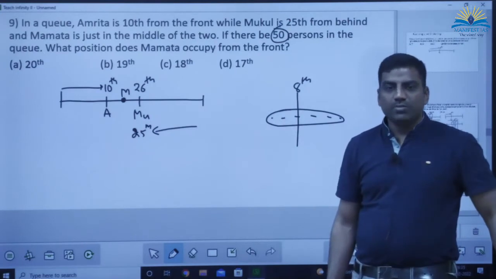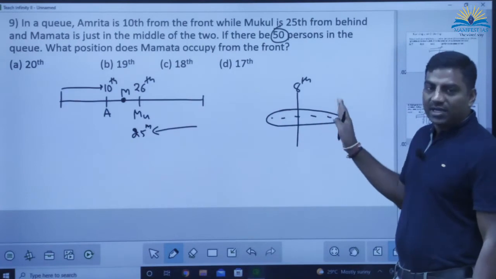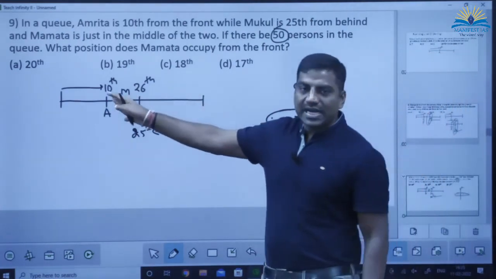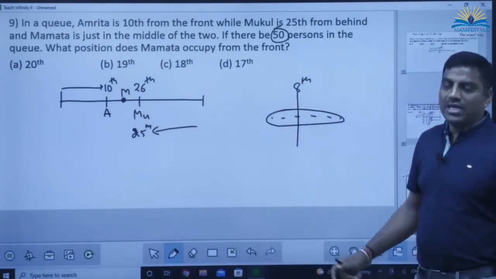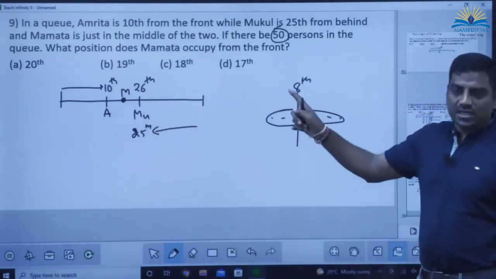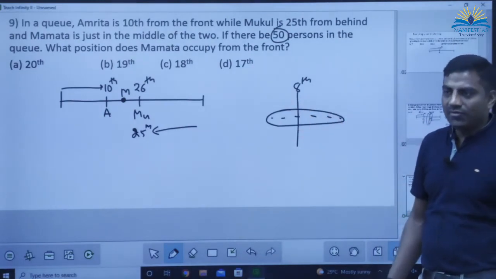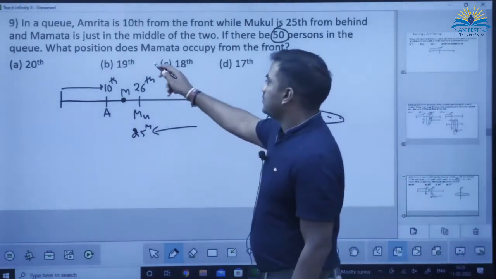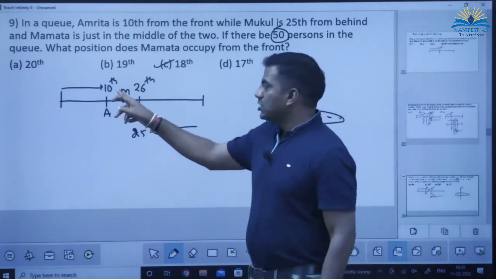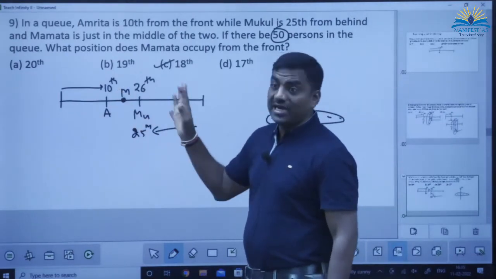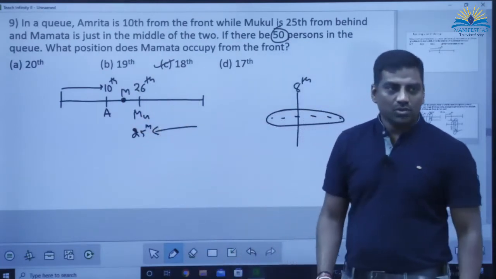Yes, she'll be 18th. Here what I solved? She is 8th in the group. Already Amrita is at 10th position. From there, if she is 8th, it means totally 18th. 10th Amrita, 18th is Mamta. Yes, that way also we can find out. But in this problem, always the position of two persons from one end is important. Either left or right, one end is important. Okay, fine.